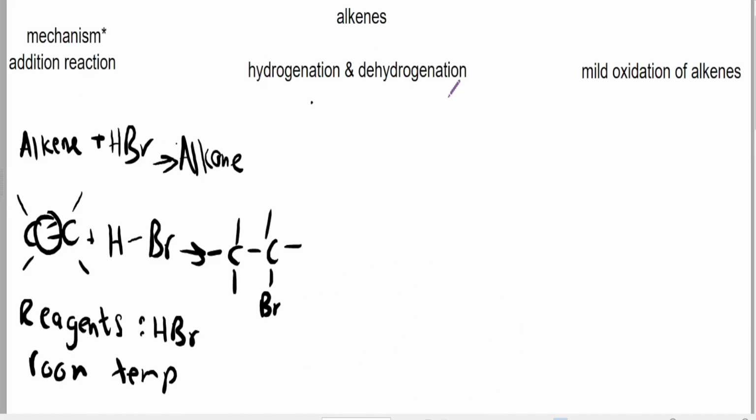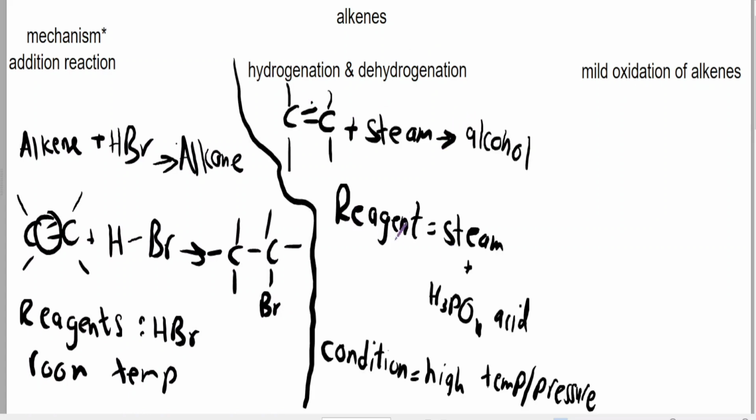Then comes hydrogenation and dehydrogenation. Hydration is when alkenes react with steam to form alcohol. The reagent for this is obviously steam, and you also need a catalyst. This catalyst is H3PO4 acid. It can be dilute or conc, and the conditions are high temperature and high pressure.